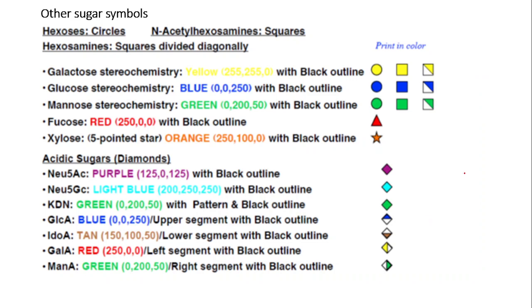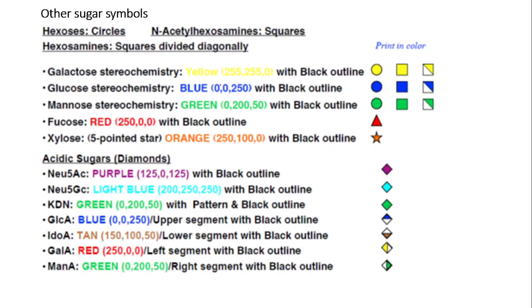Some other sugar symbols are very commonly used. Again, you don't have to remember these. If you have this PowerPoint with you, you can use it to understand the code. Here you can see the hexoses are represented by circles. N-acetyl hexosamine is represented by squares, and hexosamines are squares divided diagonally, right here. Then you represent different sugars with different colors.